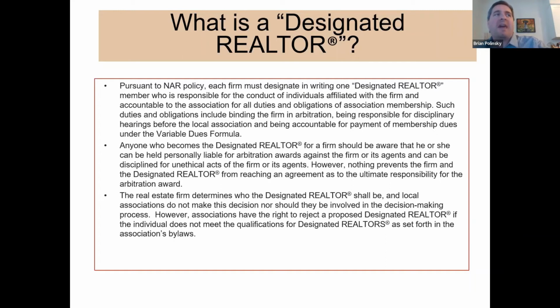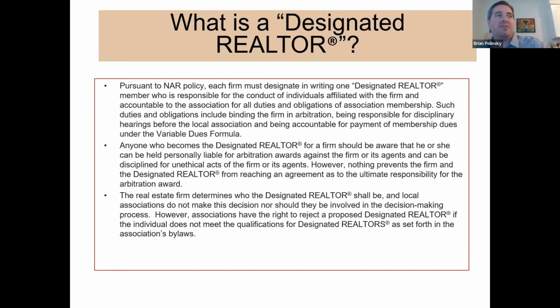So anyone who becomes the designated realtor for a firm has to be aware that they can actually be held personally liable for arbitration awards against the firm or its agents, and that they can be disciplined for the unethical acts of the firm or its agents. So it's not a status to be taken on lightly. All of those things will apply if you become a DR for the firm at the local. But nothing prevents the firm and the designated realtor from reaching an agreement as to the ultimate responsibility for the arbitration award.